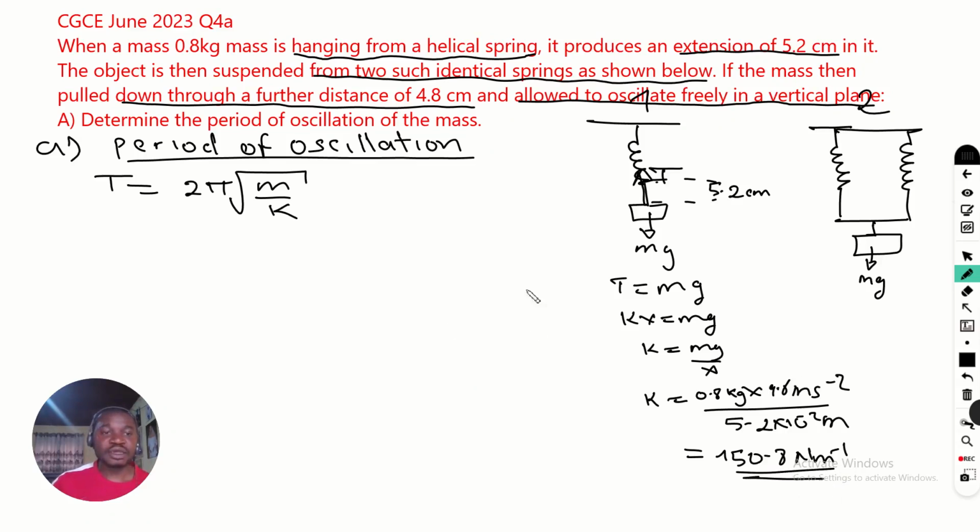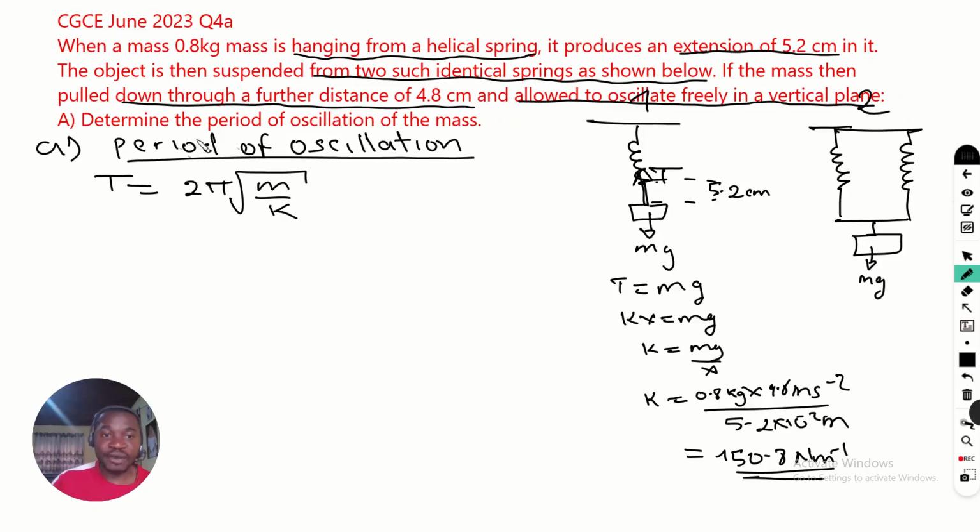Now, they ask us to determine the period of oscillation of the mass. Should we be calculating the period of oscillation of system 1 or system 2? We cannot calculate that of system 1 because system 1 is not performing simple harmonic motion. So we have to do that of system 2. And they are saying that system 2 is undergoing simple harmonic motion, and they are identical springs.